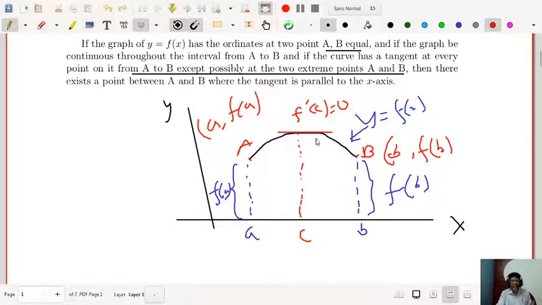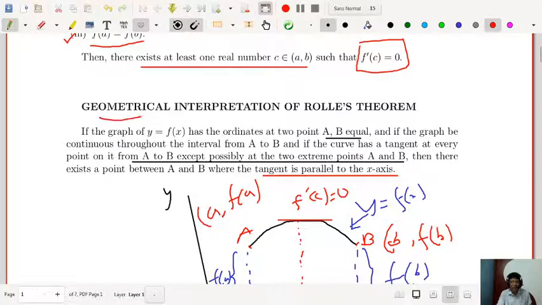Then there exists at least one point. In this diagram you have only one point, but maybe there are more than one point. I will show you that, just wait. So f dash c equal to 0, that is the tangent is parallel to the x-axis. That is the geometrical interpretation of Rolle's theorem.